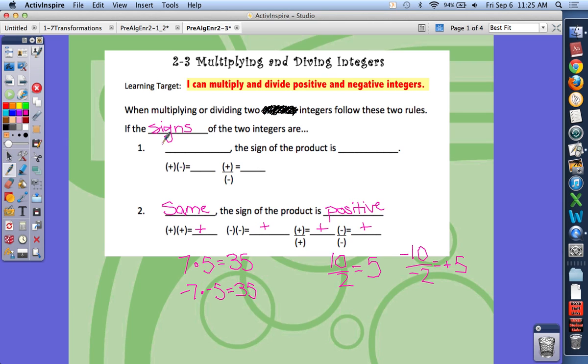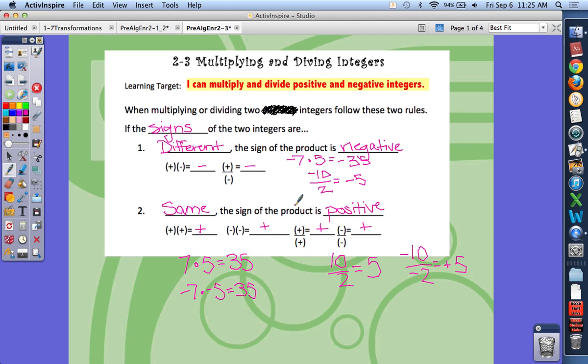What if they're different signs then? Well, that's going to be the other case. So if you have two numbers with different signs and you're multiplying or dividing, your answer is going to be negative. So if I have a negative 7 times a positive 5, you're going to end up with a negative 35. If I have negative 10 divided by positive 2, you're going to end up with a negative 5. Okay? Different signs with multiplication, you get a negative answer. Same signs with multiplication and division, you get a positive answer.